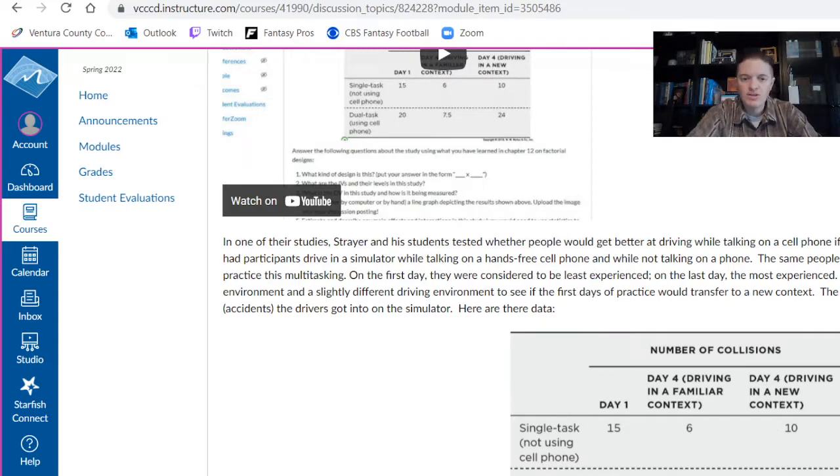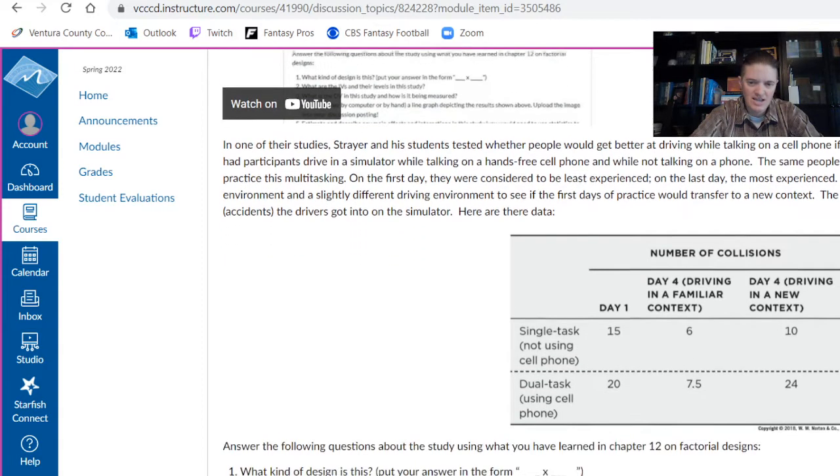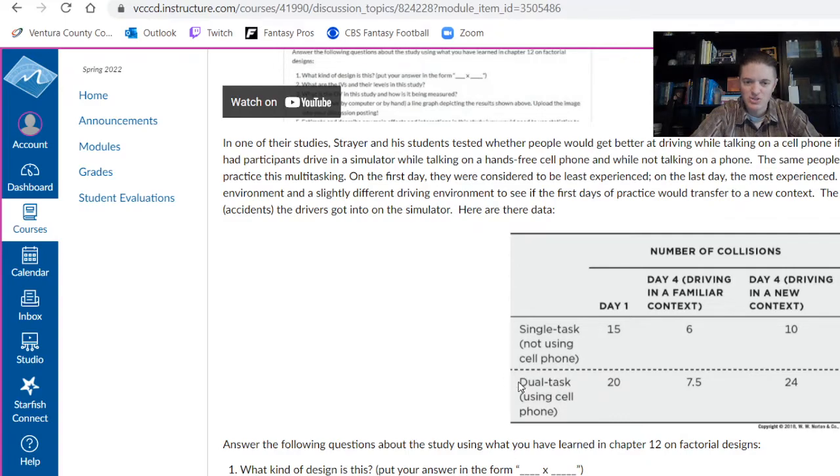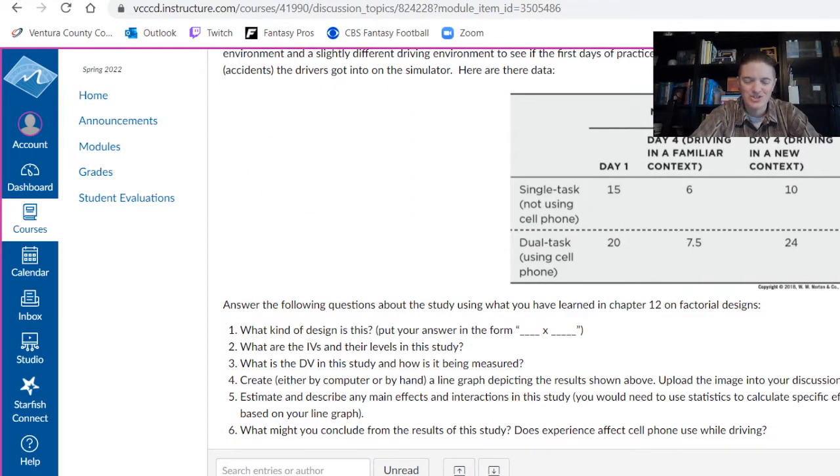On the first day, they were considered to be the least experienced, and on the last day, the most experienced. On the last day, they were tested in both a familiar environment and a slightly different driving environment to see if the first days of practice would transfer to new content. The researchers collected data on how many collisions or accidents the driver got into on the simulator, and here are their data. And you can see here's the single task versus dual task, the number of collisions day 4 versus in a familiar context versus in a new context versus day 1. So lots of information here on this little chart, if you will.